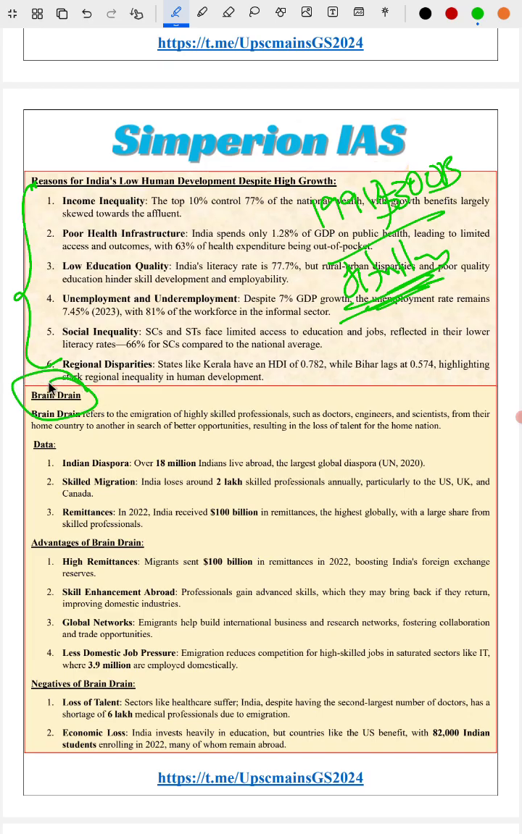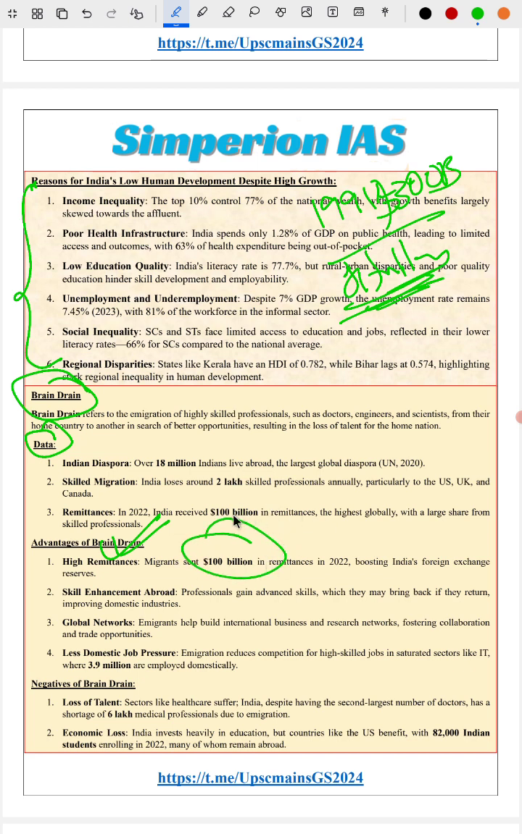Next, there is the important topic of brain drain. All the people who get a good education in India, in premier institutions, they leave the country. So we have dealt with data related to the brain drain. What's the advantage of a brain drain? One of the important advantages is $100 billion of remittance.